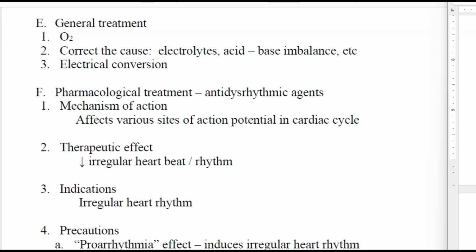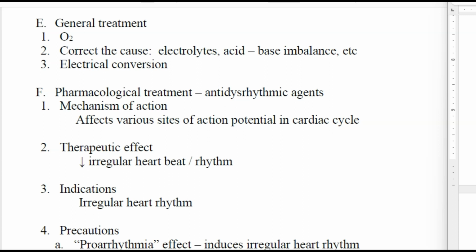So if it's an electrolyte imbalance, an acid-base imbalance, or something else that we can fix. Sometimes it is also necessary to do electrical conversion via cardioversion or defibrillation. In addition to the general treatment, we also have medications, or pharmacological treatment, with the use of antidysrhythmic agents. The mechanisms of action of antidysrhythmics vary, but they do affect various sites of the action potential in the cardiac cycle. The therapeutic effect, mostly, is to decrease the irregular heartbeat or rhythm.